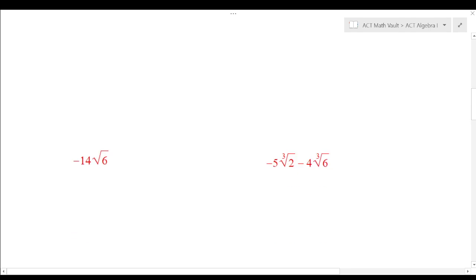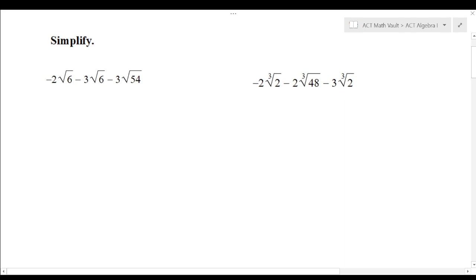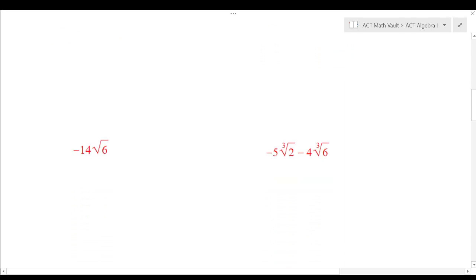If you did them correctly, your final answers would be these. Notice there's only one term for this answer. That is a root 6, which means that all 3 of these would end up being root 6, basically like the like terms that would have the root 6 at the end.